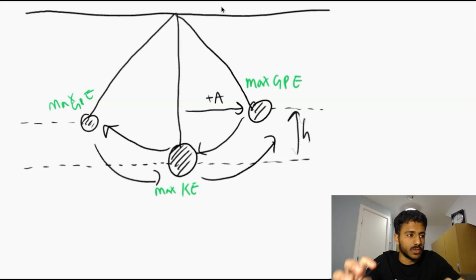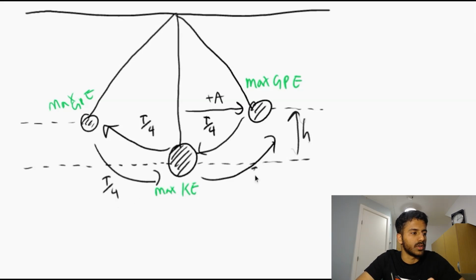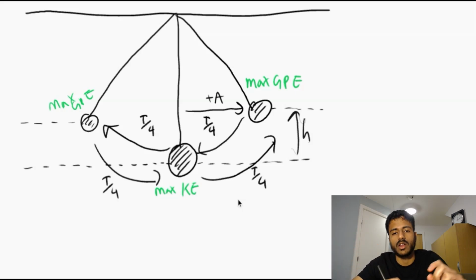Now, for this pendulum to move from its maximum position to the central position, it would take a time of 1/4 of a full time period. In fact, each of these little sections here all take a quarter of a full time period. So as it moves from maximum height to the central position, or vice versa, it will take a quarter of the time period to do so.